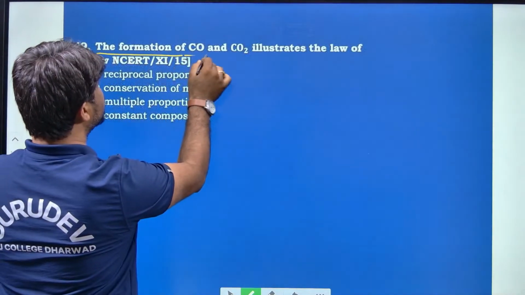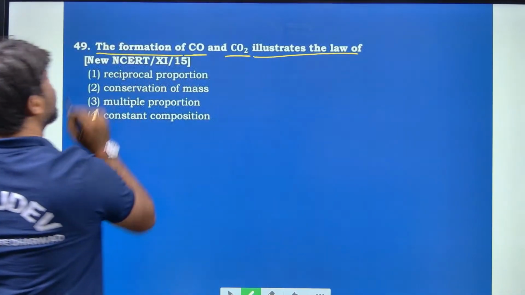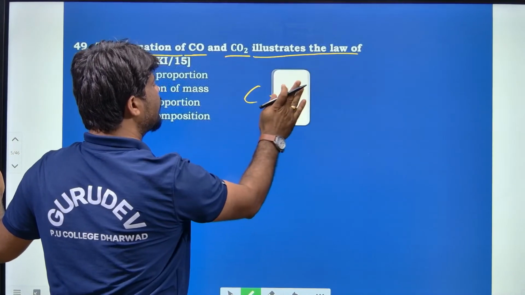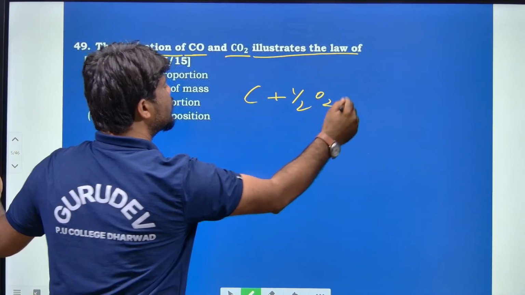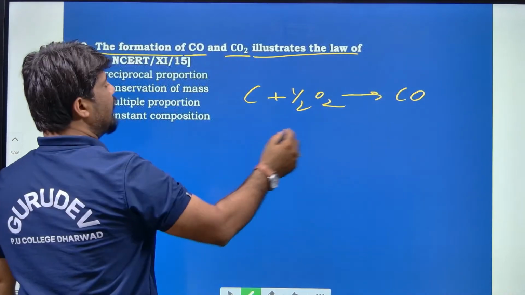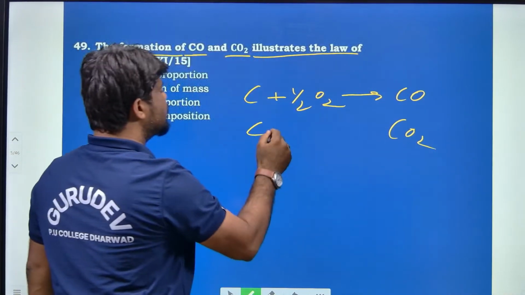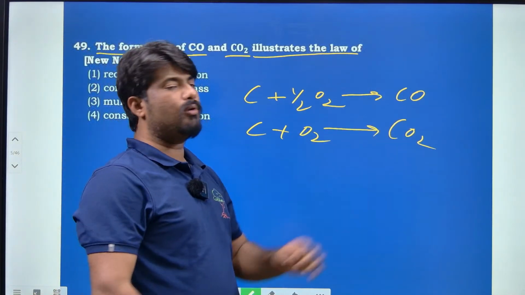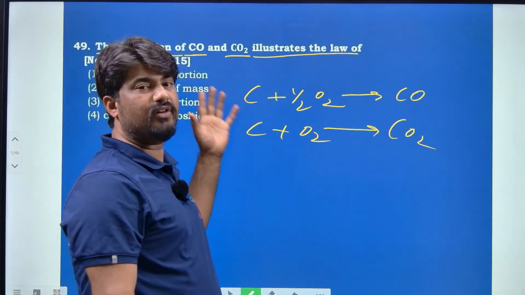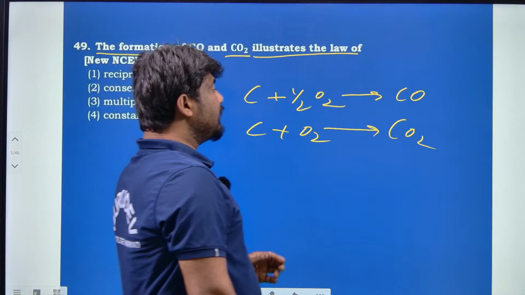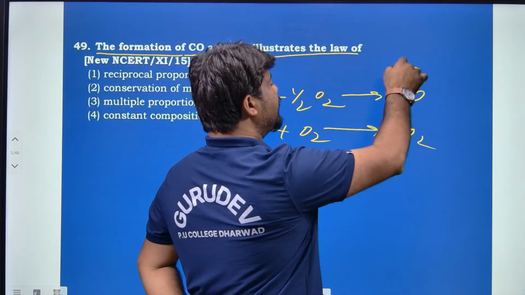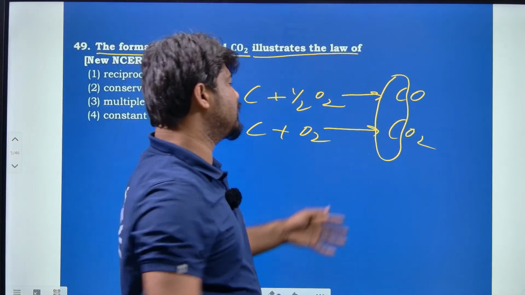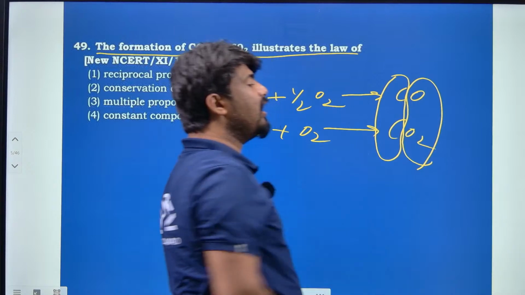The formation of CO and CO2 illustrates which law? When carbon reacts with O2, it gives carbon monoxide, and for the preparation of carbon dioxide, C plus O2 gives carbon dioxide. Carbon dioxide and carbon monoxide are both formed from a combination of carbon and oxygen. Here the mass of one element, carbon, is fixed, but the masses of oxygen differ.